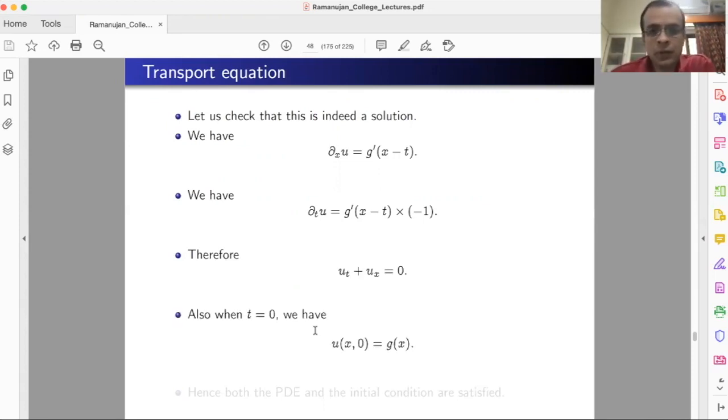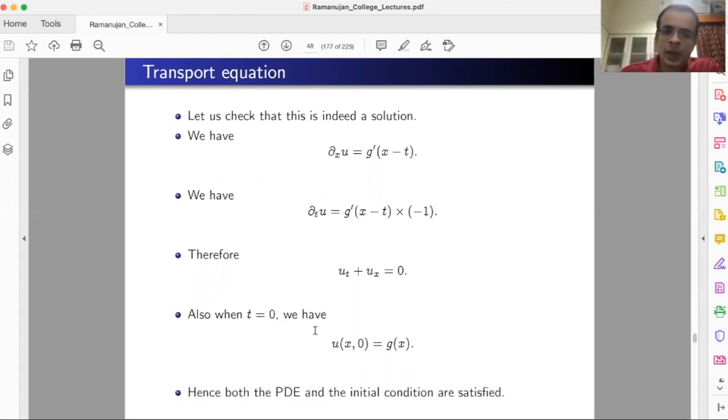Also, when t is equal to 0, you see that my solution was u of x comma t is equal to g of x minus t. So suppose I specify t is equal to 0, then I get that u of x comma 0 is equal to g of x minus 0, which is g of x. So therefore, the initial value is also satisfied. So I have solved the initial value problem.